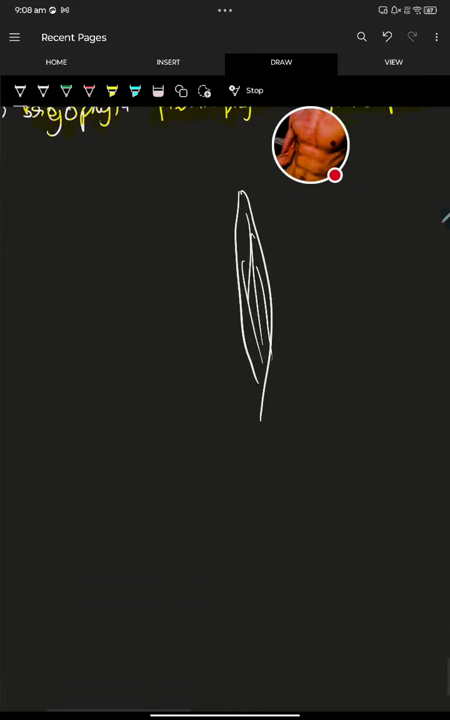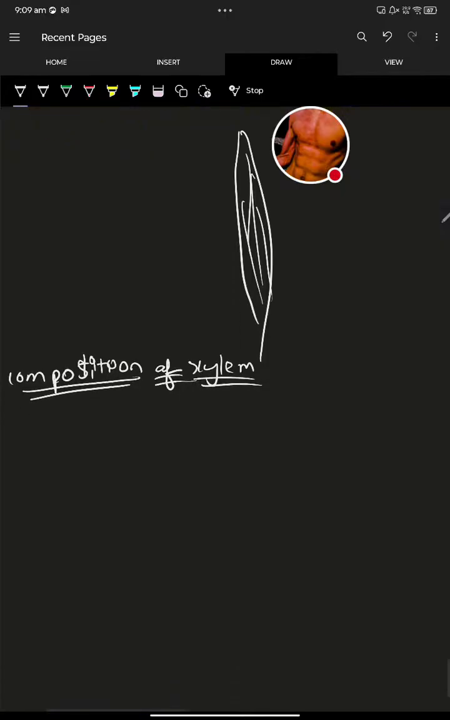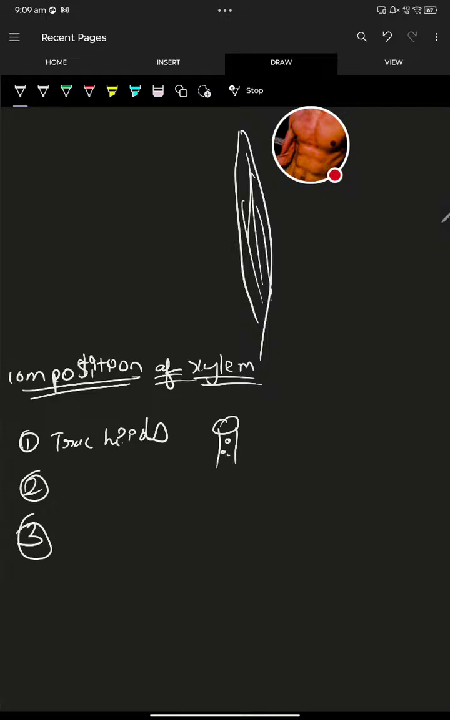Now, in this composition of xylem, there are some dead and some living tissues. If you want to talk about the tracheids, which are like your xylem vessel type thing, but they have pores and all that. These are those, and then xylem vessels.